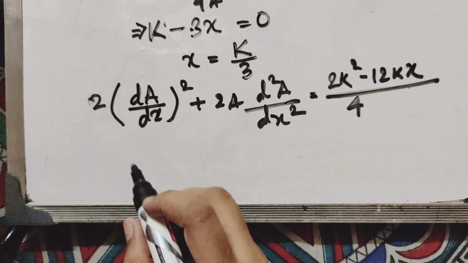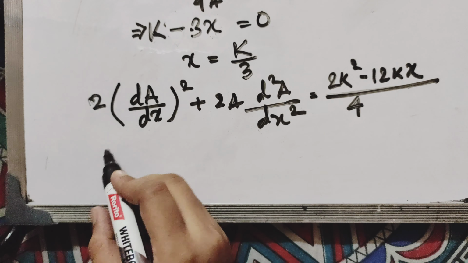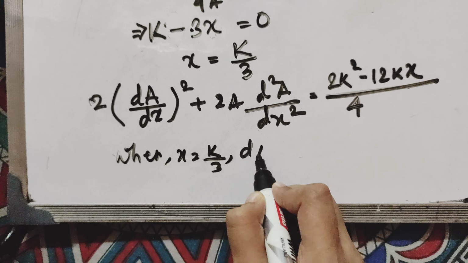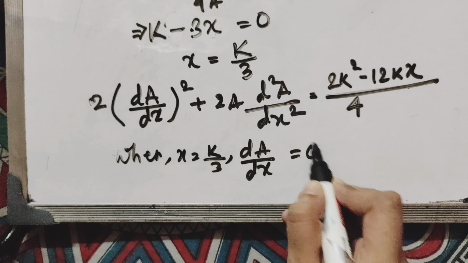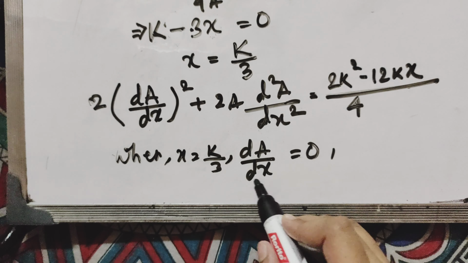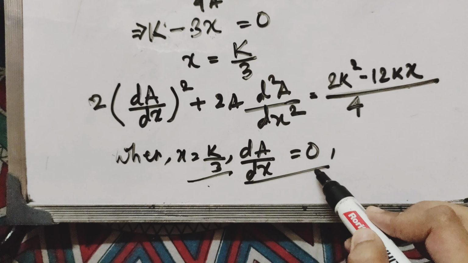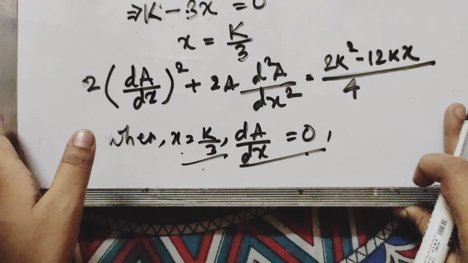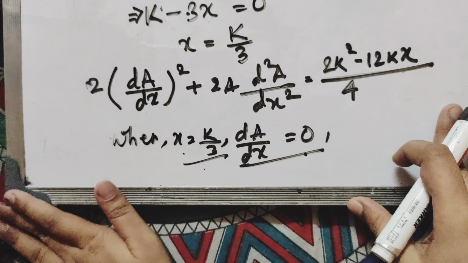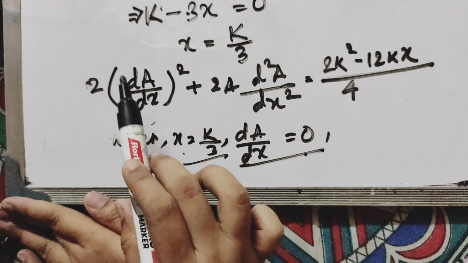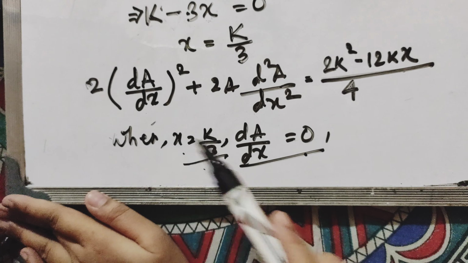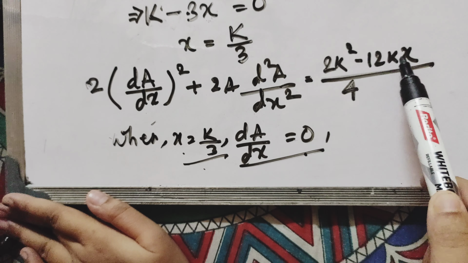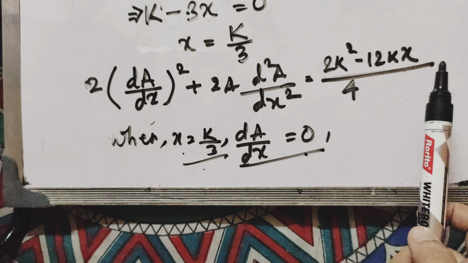Now we put the values here. When x equals k by 3, dA by dx equals 0, right? So we put those two values, dA by dx equals 0 at x equals k by 3. So what we get here is, since dA by dx equals 0, this term cancels out, right? Now here x equals k by 3.